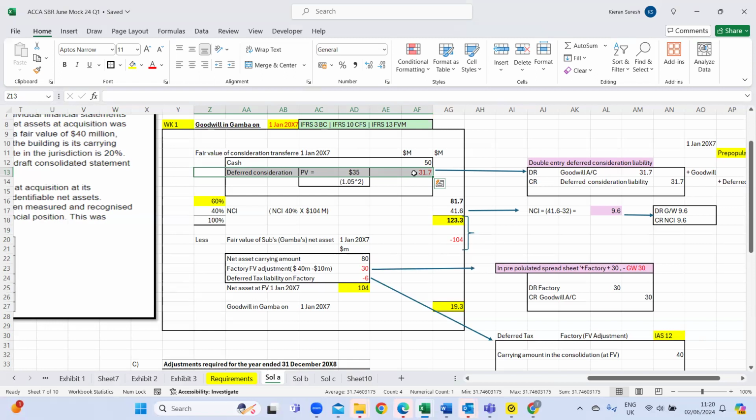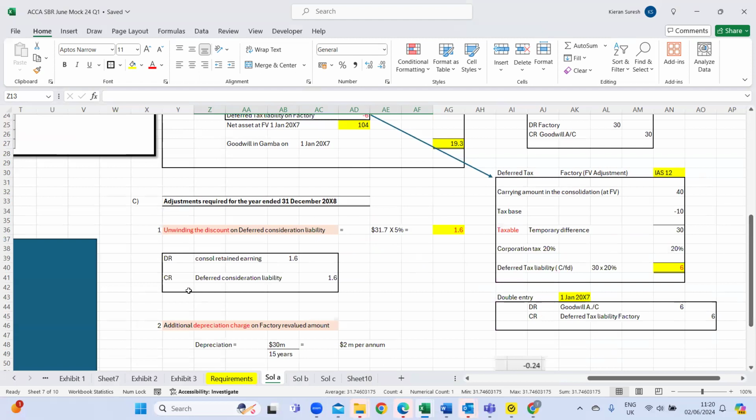If a figure impacts the subsidiary's profit and loss account, then the NCI would be involved, because that profit would also affect the NCI amount, right? So here we don't have any NCI impact for this transaction. This is the transaction that we would do: debit the 1.6 to consolidated retained earnings, and then credit the deferred consideration liabilities. Now I can go and do this entry straight away, and that's much easier.